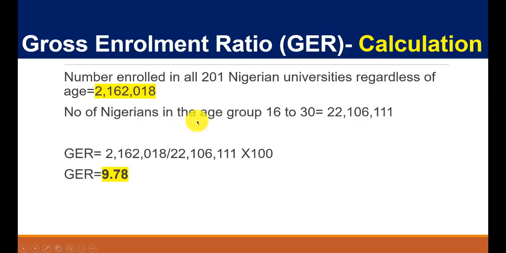Number of Nigerians in the age group 16 to 30, this will be projected for 2020, 22 million, and the rest you can see here. So the gross enrollment rate or ratio is this one divided by this one times 100. This you can see divided by 22 million times 100, that gives us the GER, 9.78. How do you interpret it?